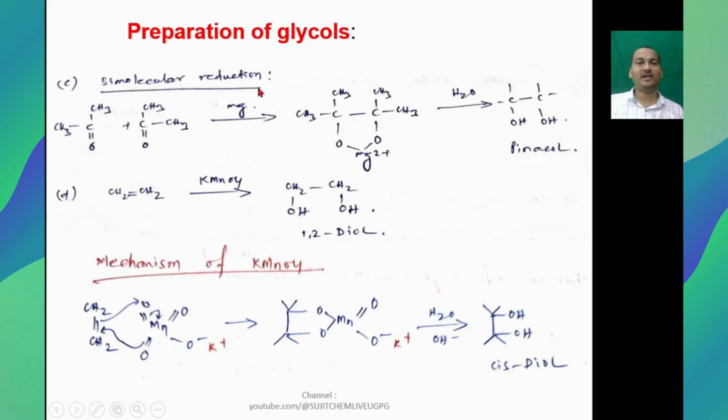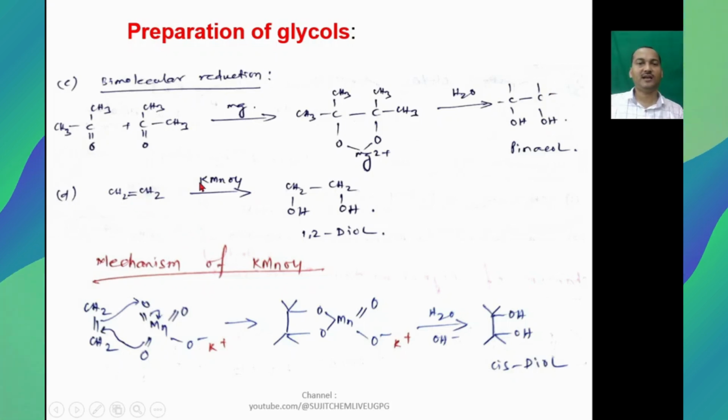Similarly, bimolecular reduction of acetone with magnesium gives this magnesium complex, which on further treatment with water gives rise to this 1,2-diol that is called Pinacol. So here is the mechanism.